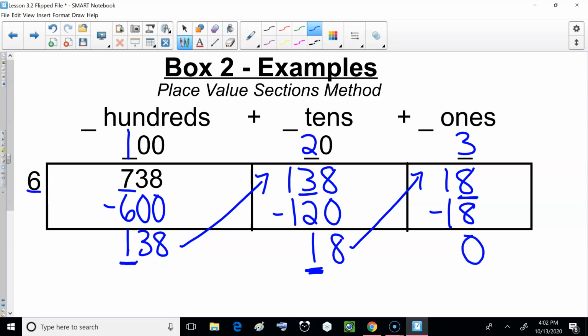So what is 738 divided by 6? Well, it's 100 plus 20 plus 3, so my answer would be 123. So you can pause the video right now to write down this example to help you out with your problems.